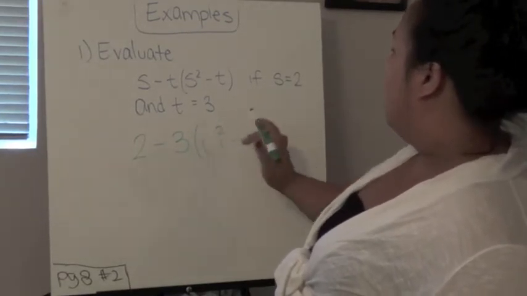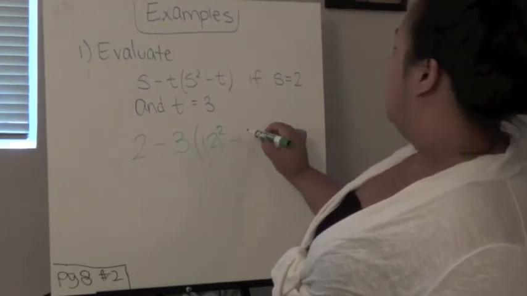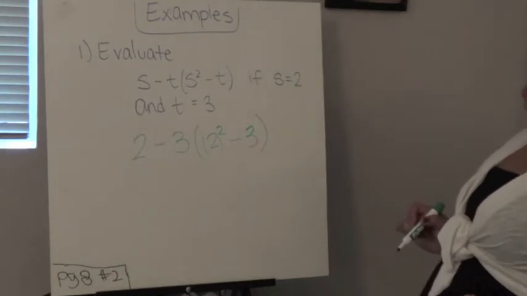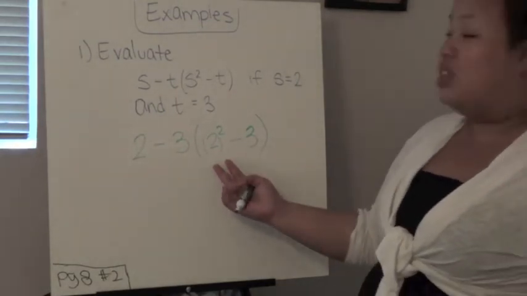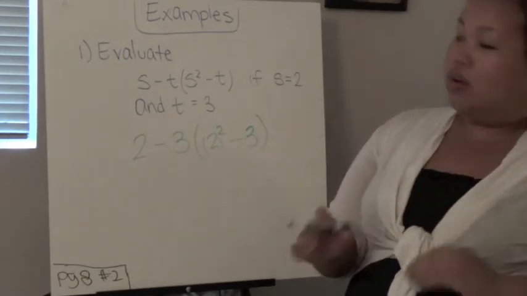The s is in fact a 2. And then minus 3. Okay. The reason I put that parentheses in there is just in case it's more than one number or anything, you know that it's grouped together.